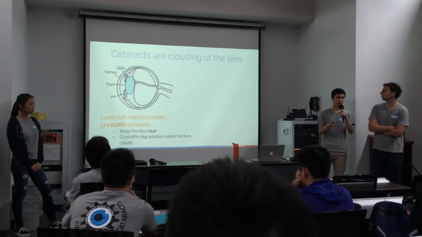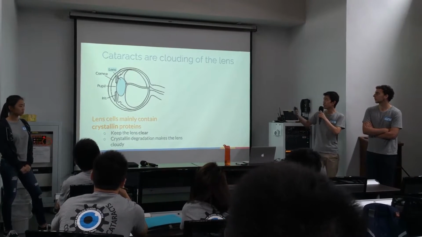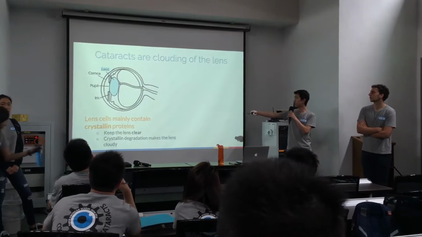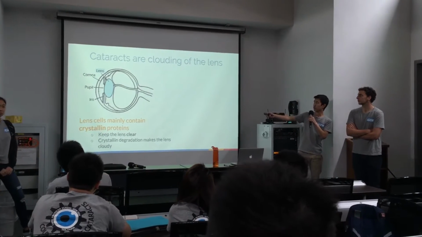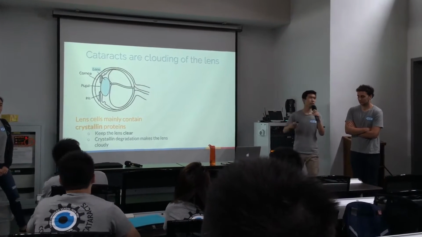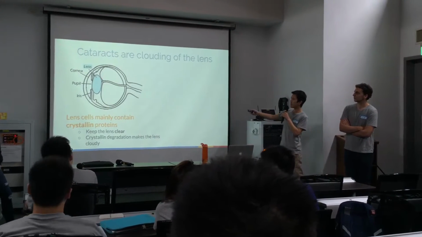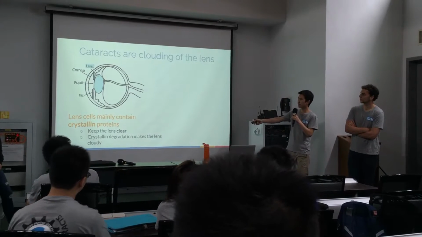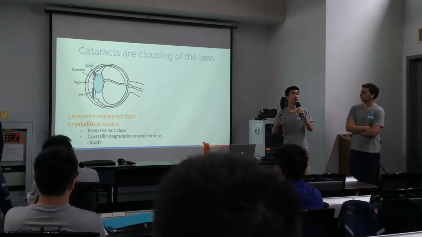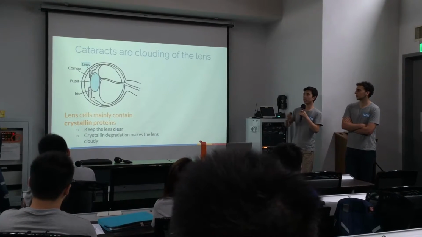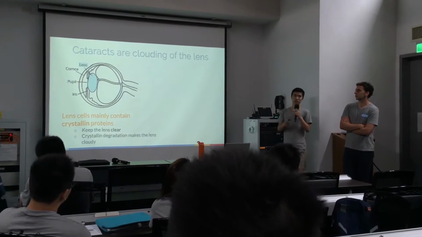But first, what exactly are cataracts? Well, in short, cataracts are the clouding of the lens. As you can see in the diagram here, the lens, as shown in blue, is the structure in our eyes located behind the cornea. The lens is made up of tiny lens cells, and these lens cells mainly contain what we call crystalline proteins. It's a type of protein. The crystalline proteins are what keep the lens clear and allow light to pass through.